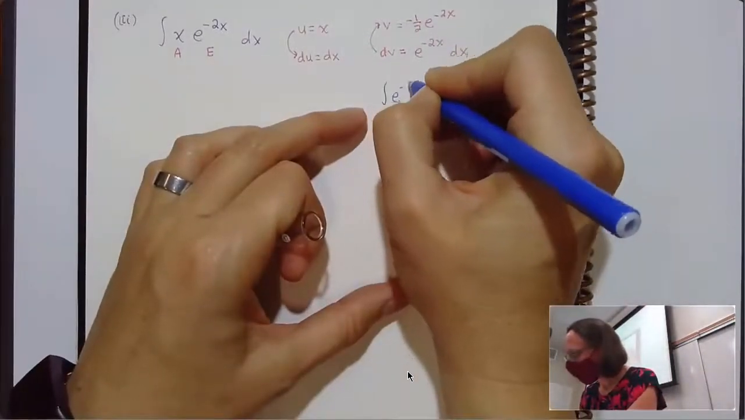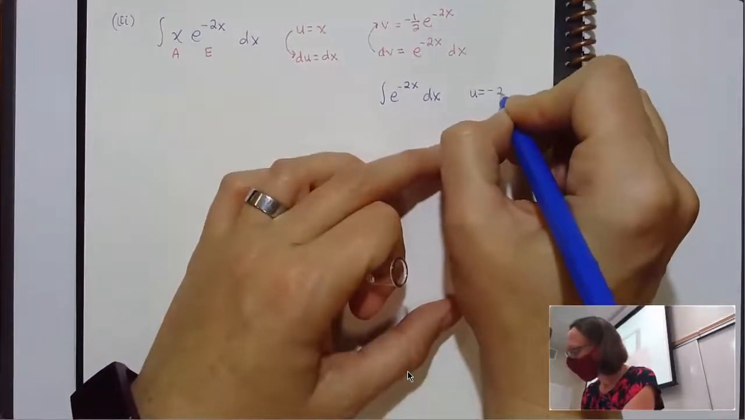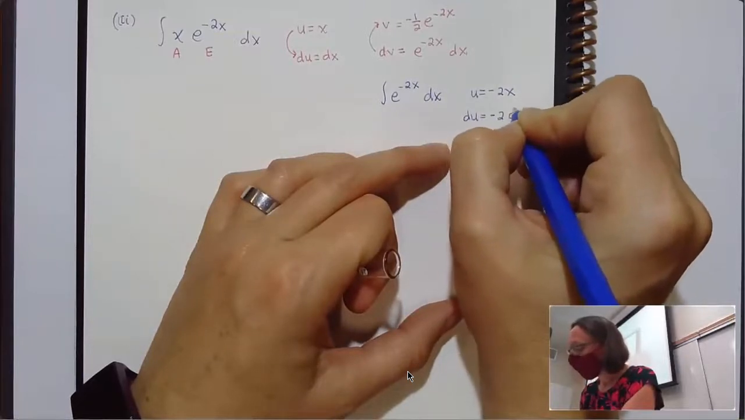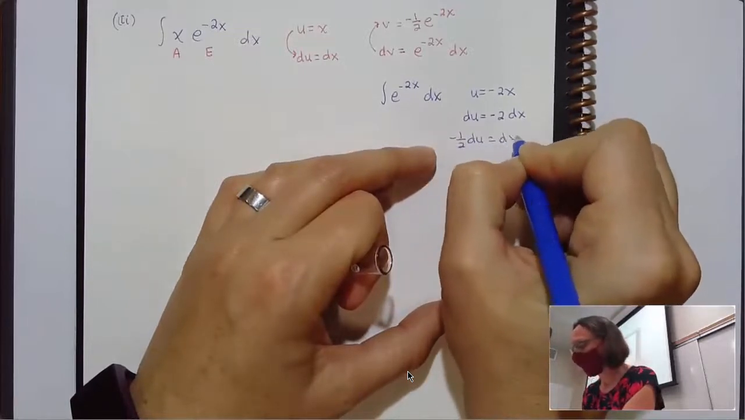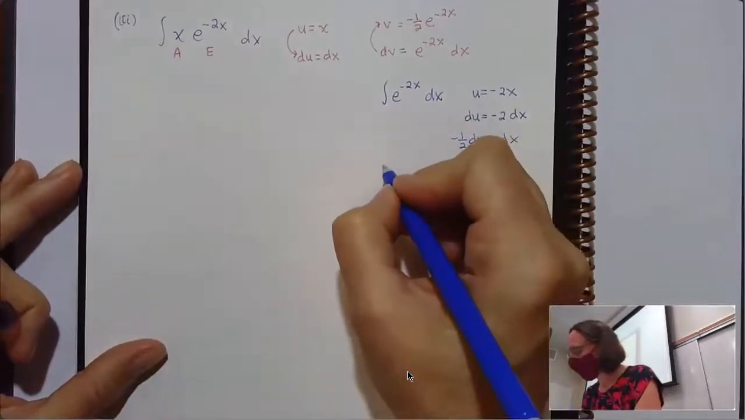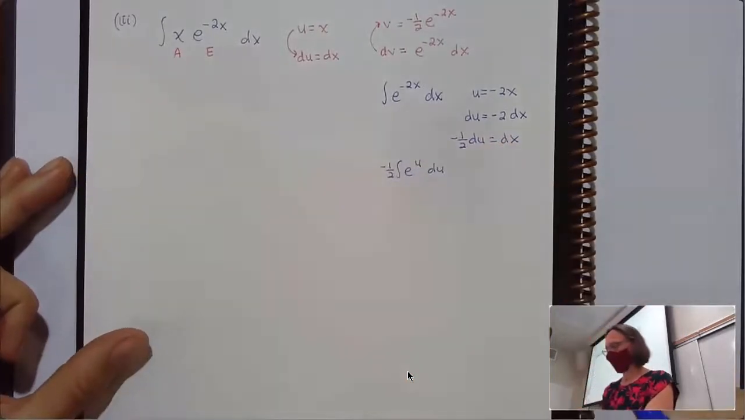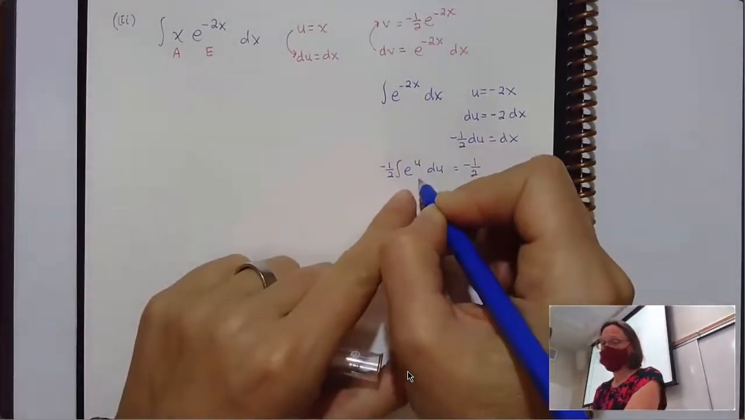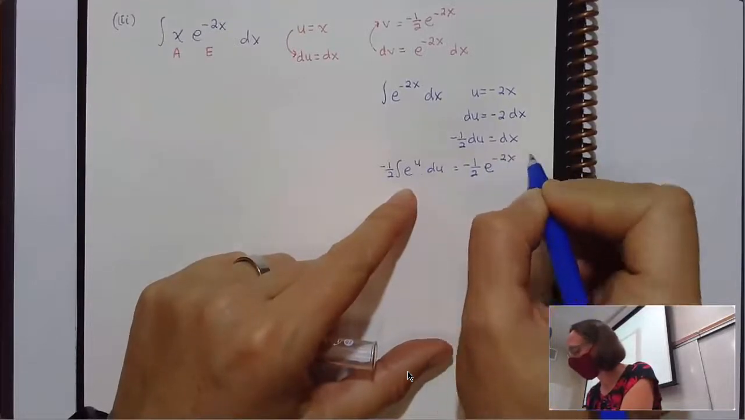So if I integrate e to the negative 2x dx, I'm going to let u be equal to negative 2x, which makes du negative 2 dx, or negative 1/2 du is dx. And when we sub that in, we end up with negative 1/2 the integral of e to the u du, or negative 1/2. Integrate e to the u, we get e to the u back. So negative 1/2 e to the negative 2x.